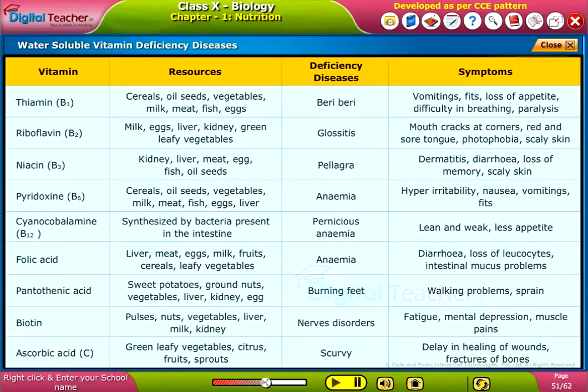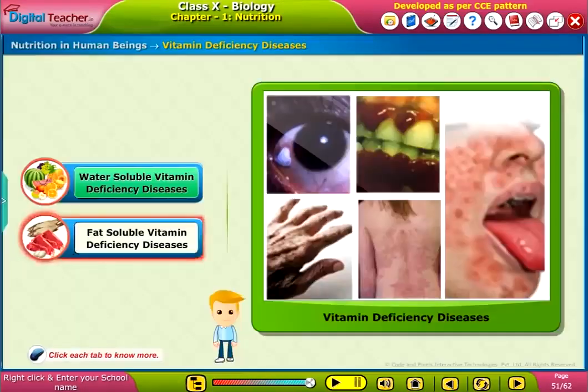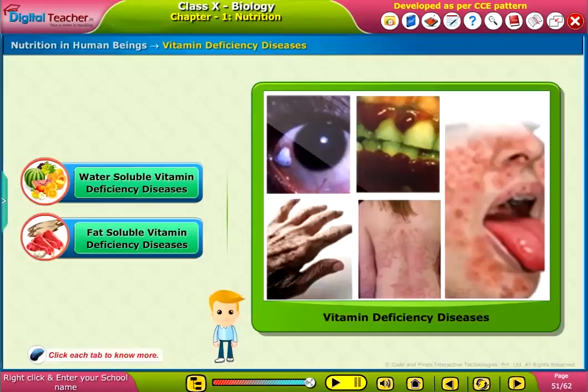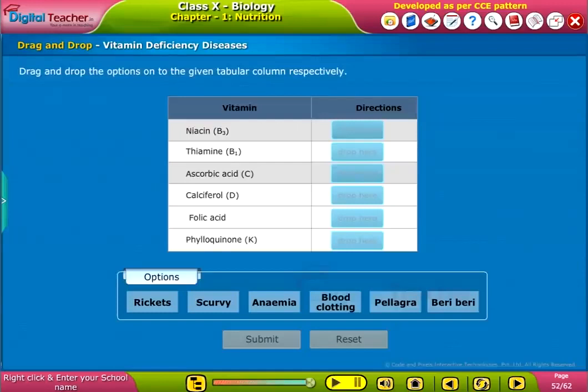Water-soluble vitamin deficiency diseases. Fat-soluble vitamin deficiency diseases. Drag and drop the options onto the given tabular column respectively.